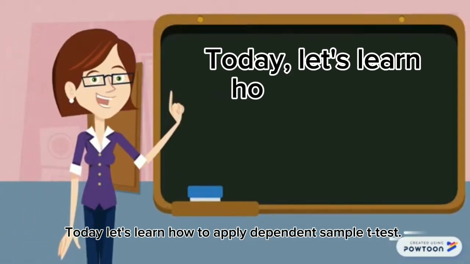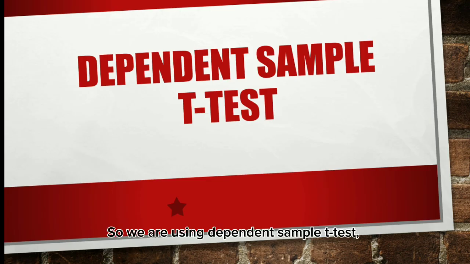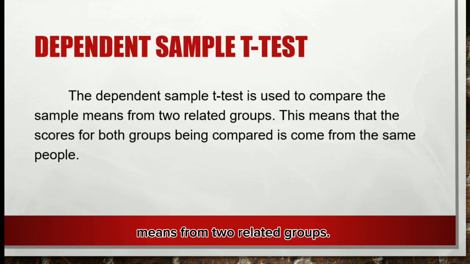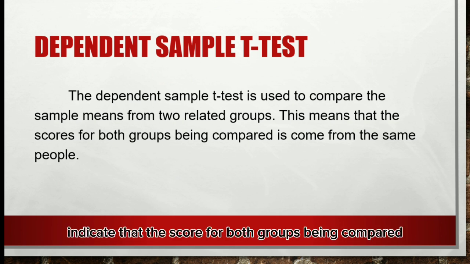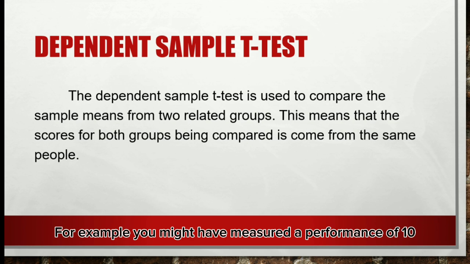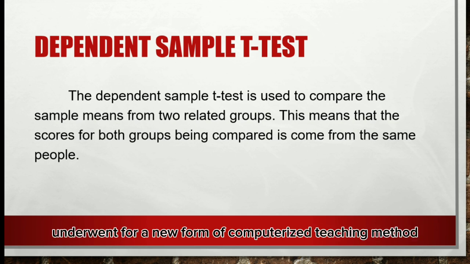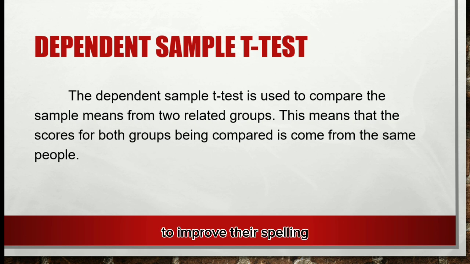Today, let's learn how to apply the dependent sample t-test. We use the dependent sample t-test when we want to compare the sample means from two related groups. This indicates that the scores for both groups being compared came from the same people. For example, you might have measured the performance of 10 participants in a spelling test before and after they underwent a new form of computerized teaching method to improve their spelling.